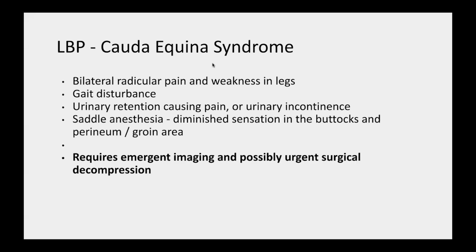Patients with cauda equina syndrome will typically present with leg pain that affects both legs, so bilateral radicular pain, weakness in their legs, a gait disturbance, meaning a change or altered way of walking or altered posture due to this new onset of symptoms, urinary retention causing pain or urinary incontinence, and saddle anesthesia, diminished sensation in the buttocks or groin and perineal area.